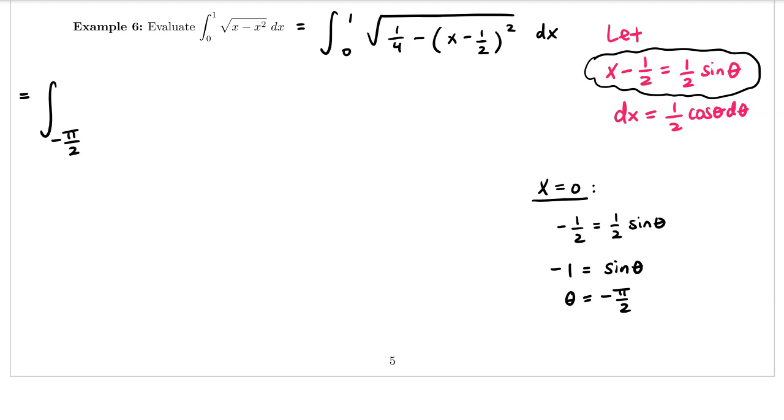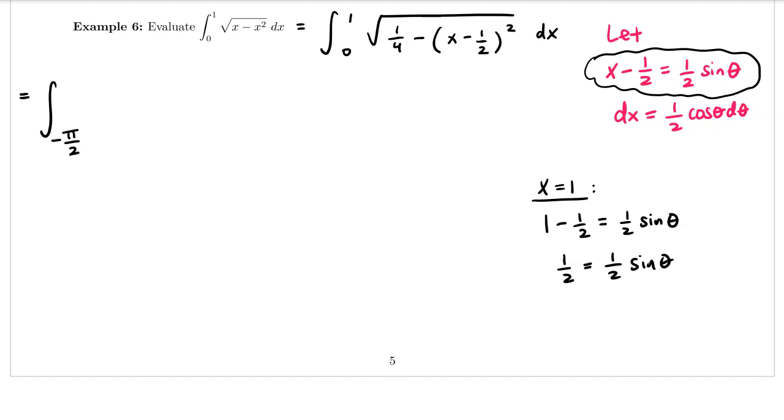And then let's now work with our old upper limit of integration, which is x equals 1. So I have 1 minus 1/2 is equal to 1/2 sine of theta. I want to solve for theta. So I get 1/2 equals 1/2 sine of theta.